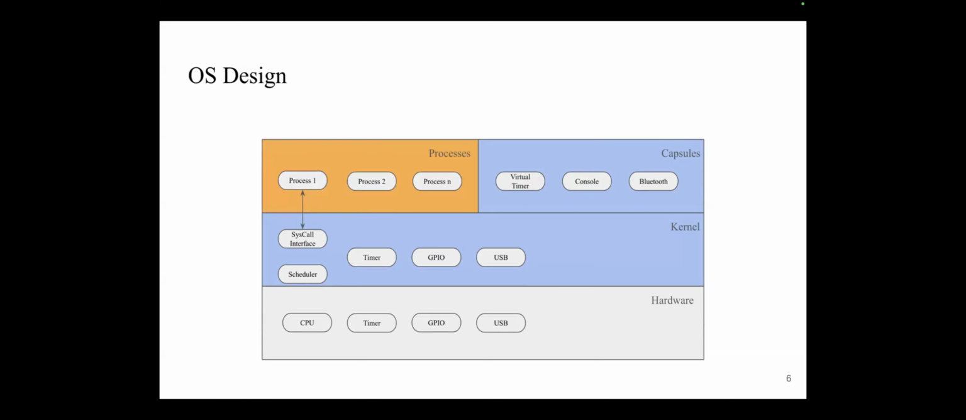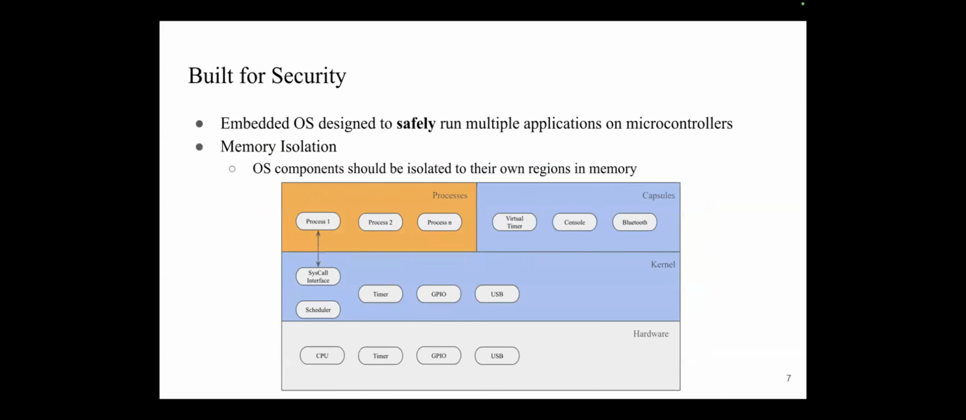So now the final component of Tock is applications or processes. These will run in user space, and they can be written in arbitrary languages. And at a high level, they're very similar to standard processes or applications in an OS like Linux.